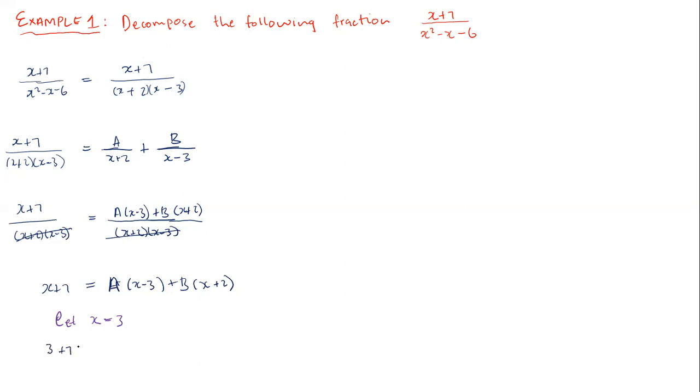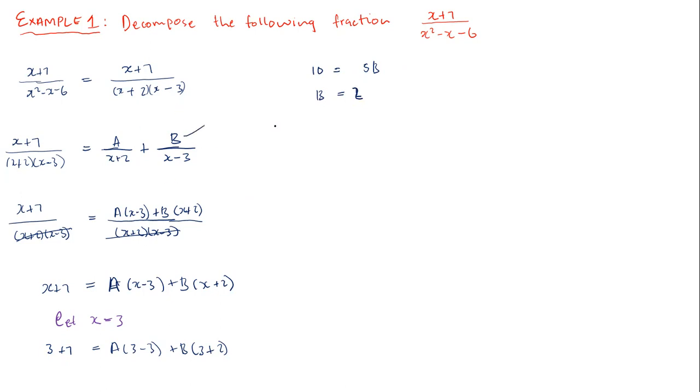That means we're going to have 3 plus 7 on this side of the equation, which will be equal to a times (3 subtract 3), plus b times (3 plus 2). And therefore now, what will 3 plus 7 be? It's going to give us 10 on this side of the equation, and then we're going to have 0, and on this side we're going to have 5b. We divide both sides by 5, therefore the numerical value of b will be 2. 10 divided by 5 is 2. Now we are done with the value of b.